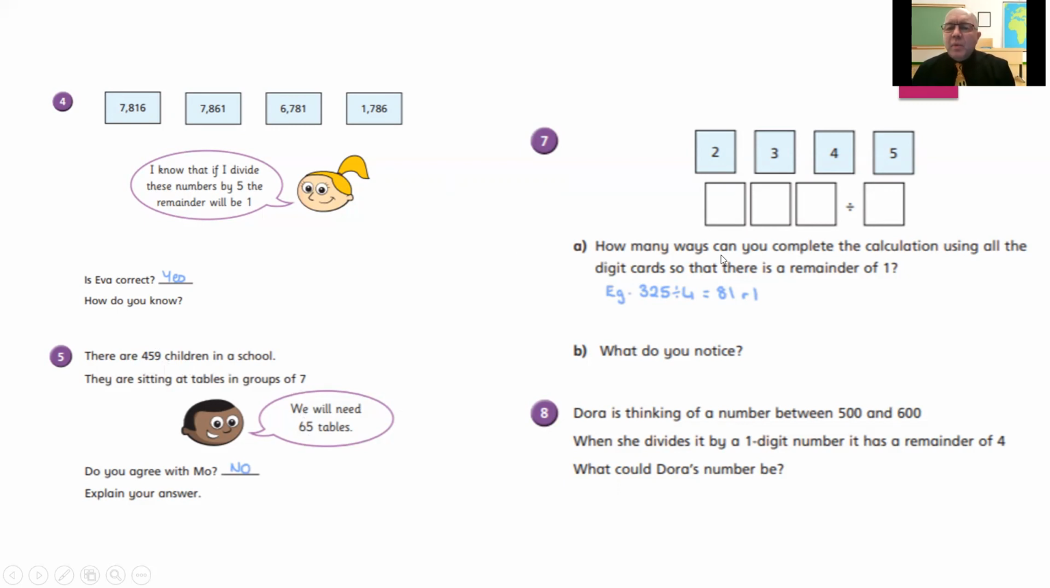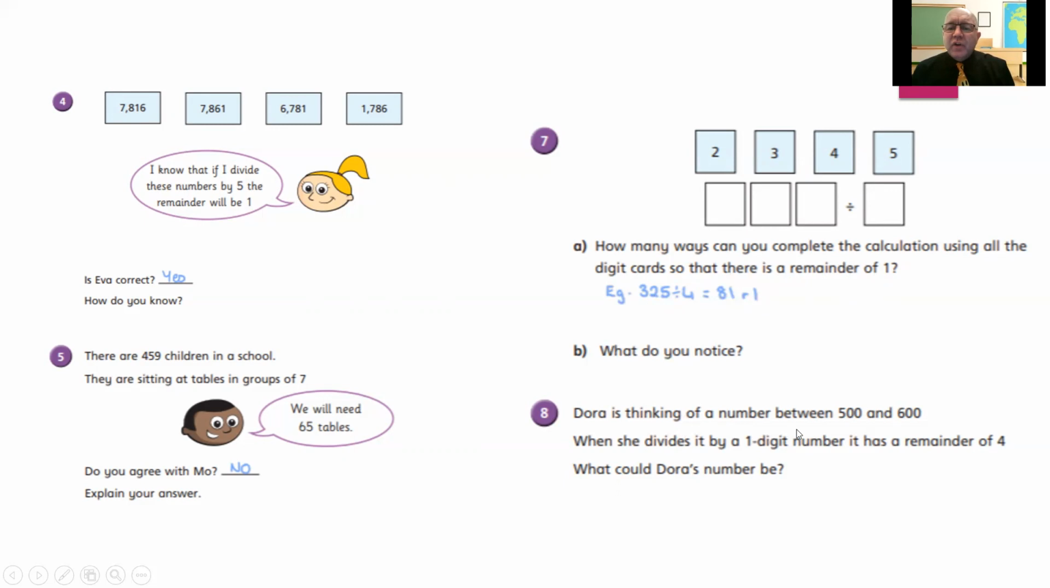Number 7, how many ways can you complete the calculation using all the digit cards so that there's a remainder of 1? Okay, how many have you come up with? Example I've got there for you just to show you how it's done. 325 divided by 4 gives us 81, remainder 1. Okay, but are there any others? Can you find any more combinations? And do you notice anything about it?